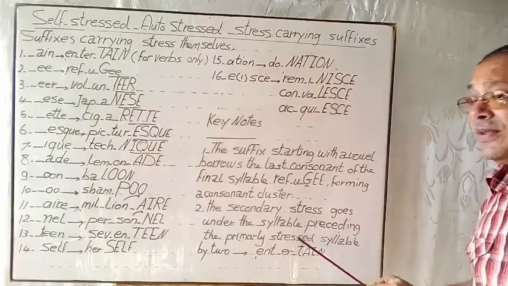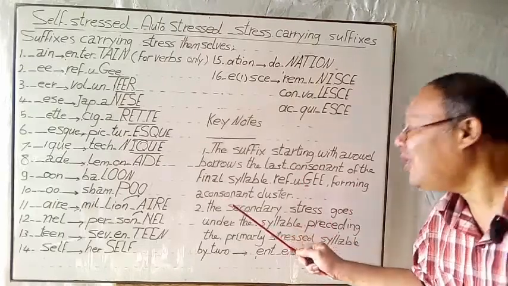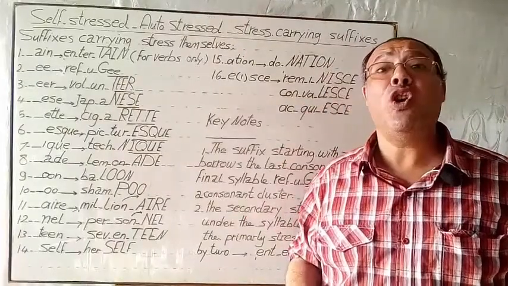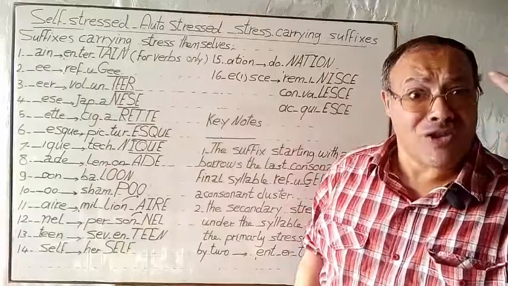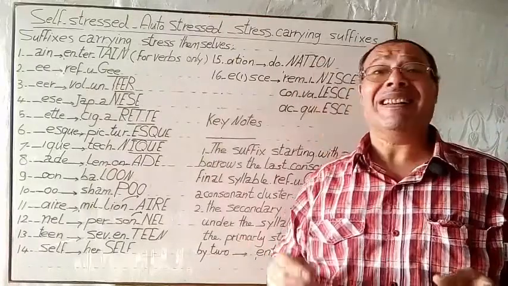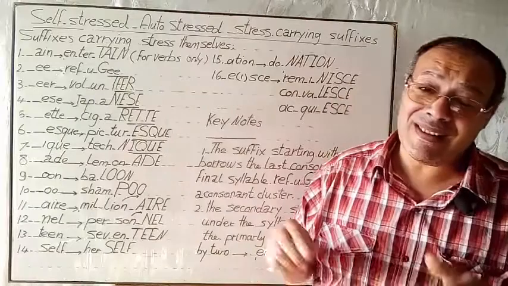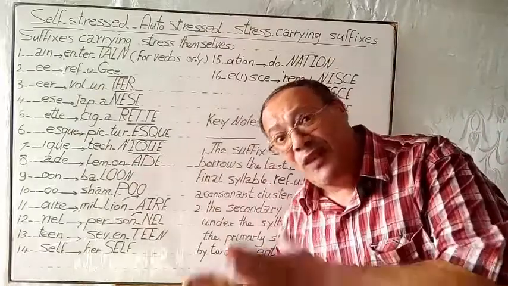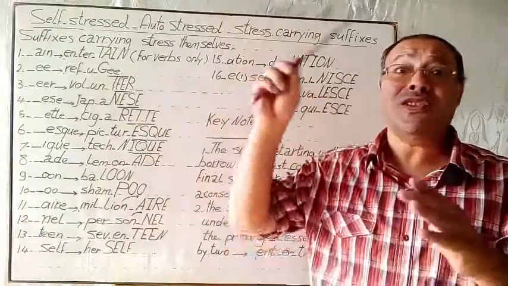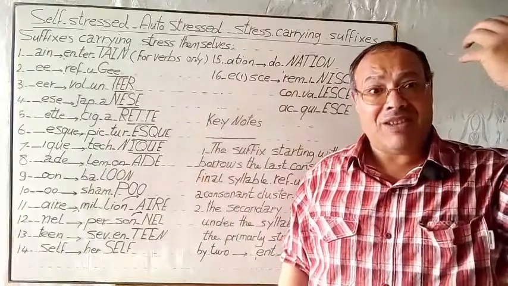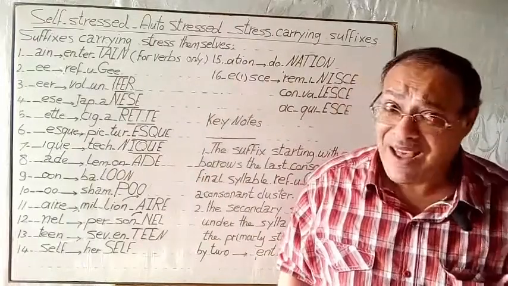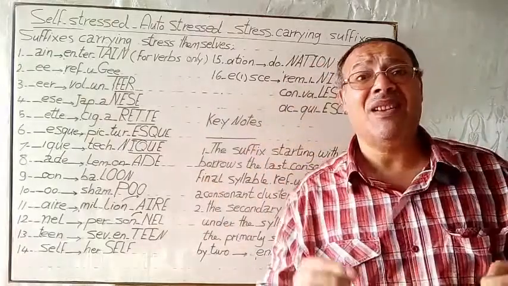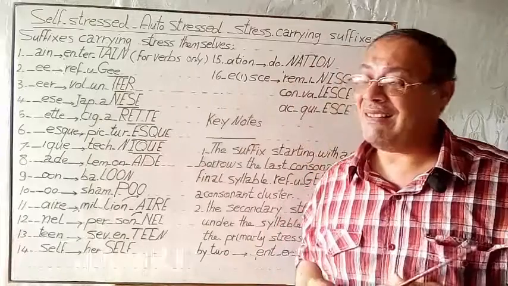And forms together a consonant cluster. So the stress falls on the consonant plus the suffix that starts with a vowel, not the suffix that starts with the vowel only. No, it falls on the last consonant sound of the final syllable plus the suffix that starts with the vowel.